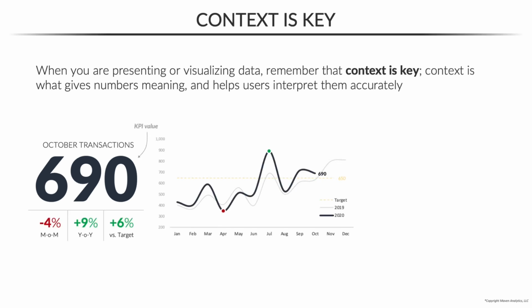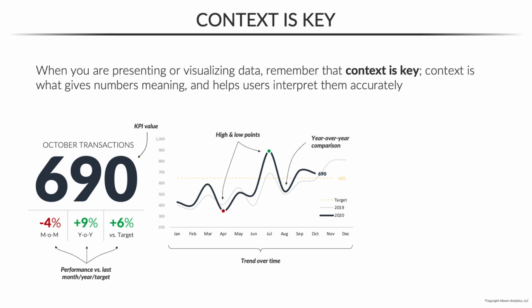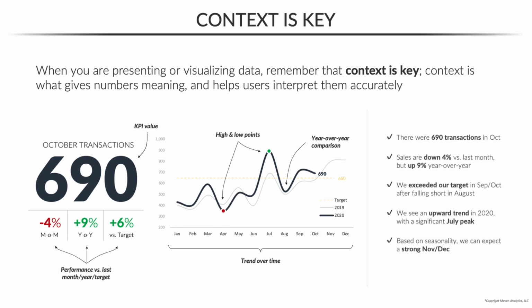Now consider this version of the report. Here we're showing that same KPI value, but also adding reference labels to compare against last month, last year, and target. We're using line charts to show the trend over time, draw attention to high and low points, and clearly visualize year-over-year comparisons, which just packs so much more information into this view. And by adding this context, now we're able to draw meaningful conclusions like these.